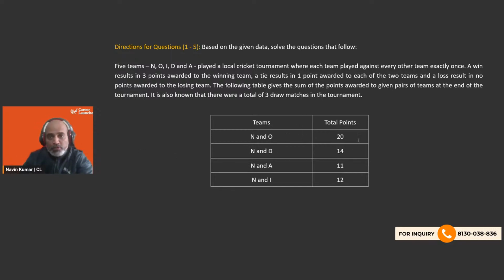Okay. So basically, what you have to do is figure out which team scored how many points, which team played against which team, and who won that match, how many draws happened. So we should basically know the result of each and every match that is played amongst these teams.